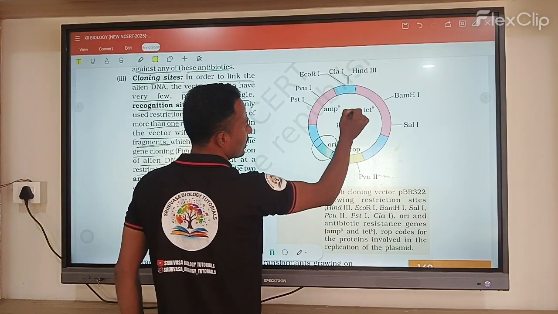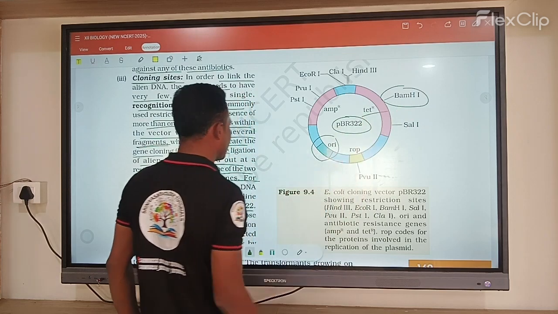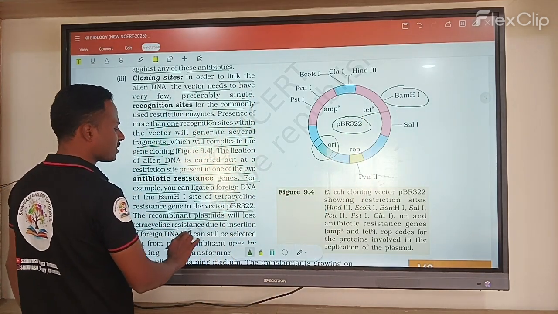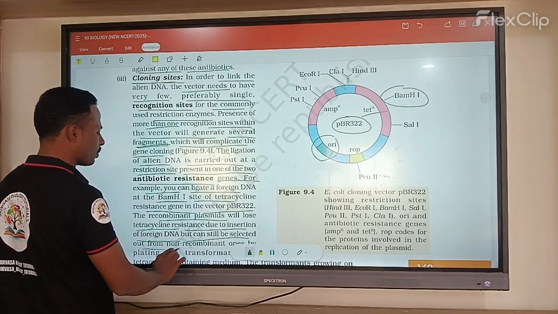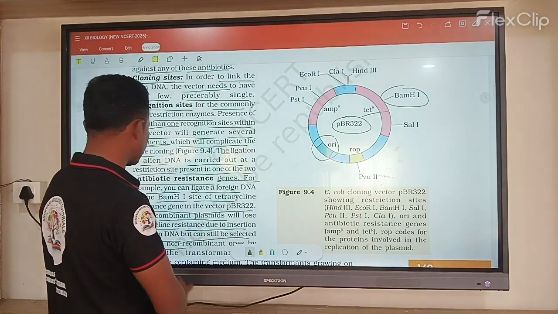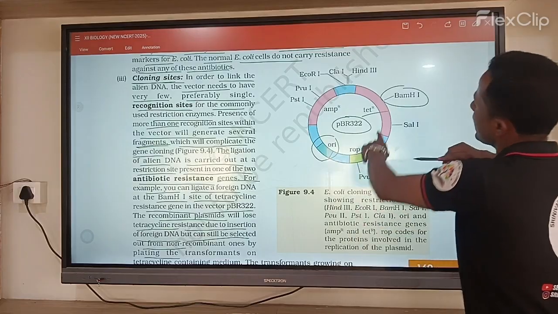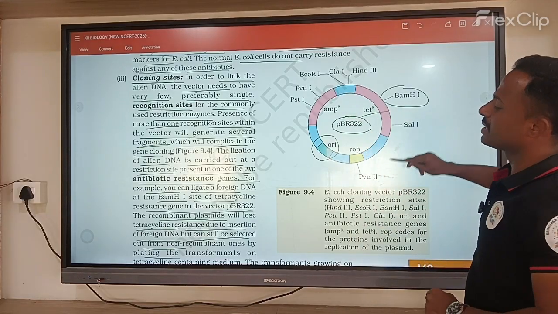So once you observe pBR322, at this site tetracycline resistance is present. Here, the recombinant plasmid will lose tetracycline resistance due to the insertion of foreign DNA, so they can be selected from the non-recombinants by plating the transformants. Mostly they have only tetracycline present. The recombinants are not growing in that tetracycline region.